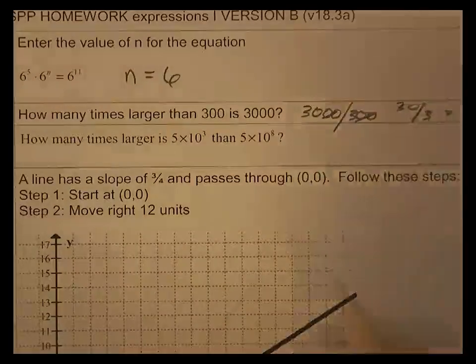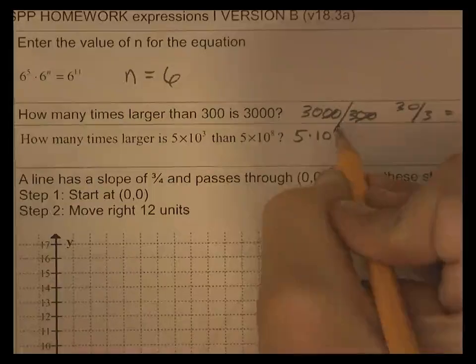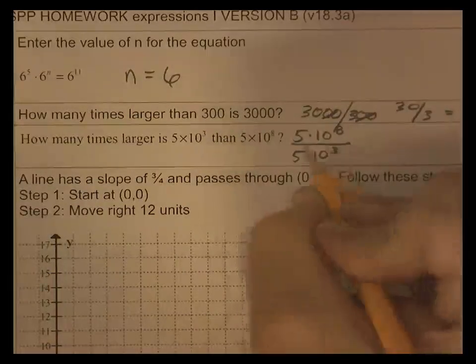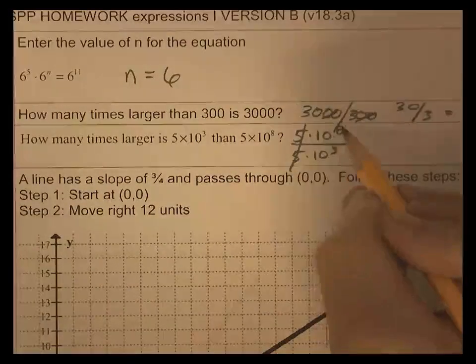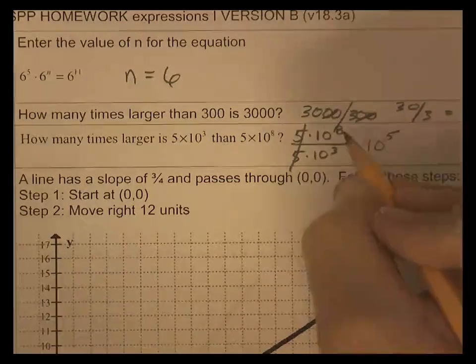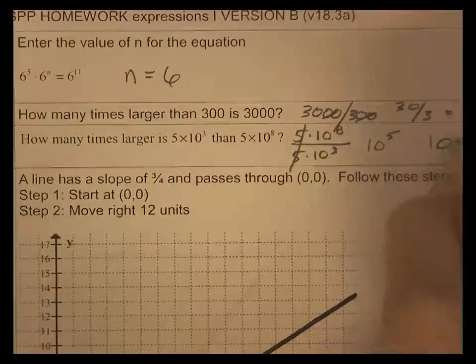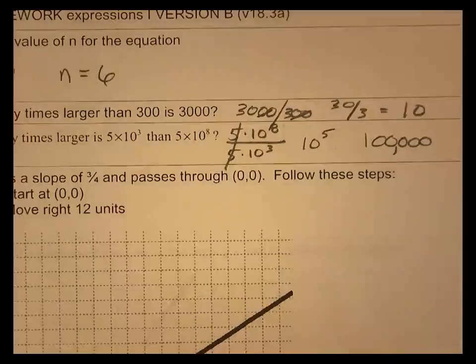How many times larger is 5 times 10 to the 8th over 5 times 10 to the 3rd? 5's cancel. They actually become a 1. 10 to the 8th over 10 to the 3rd, well, that's 10 to the 5th, right? There are 5 more on top. 10 to the 5th is a 1 with 5 zeros after it. So what's that? 100,000. And I didn't show it to you. There it is.